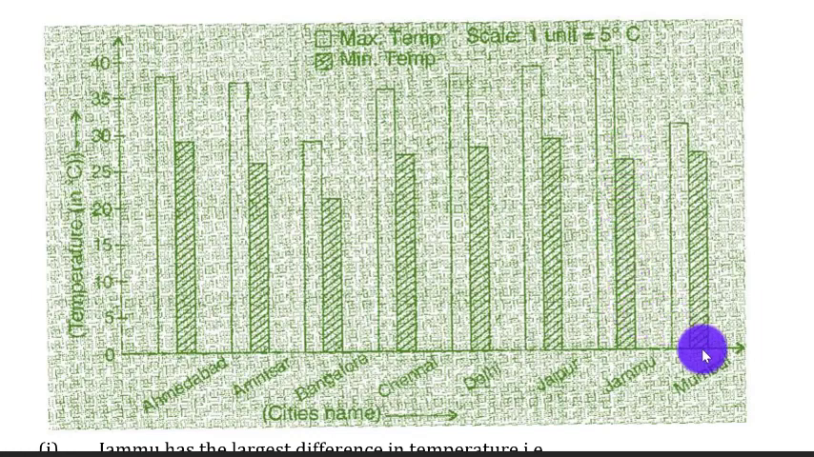And then the last one is Mumbai. So Mumbai maximum temperature is given as 32 degrees Celsius. So after 30, fourth line, and then the minimum temperature is 27 degrees Celsius. After 25, fourth line. So these are the values of the given place temperatures. So next, with the help of this graph, we have to find the solution for the questions.